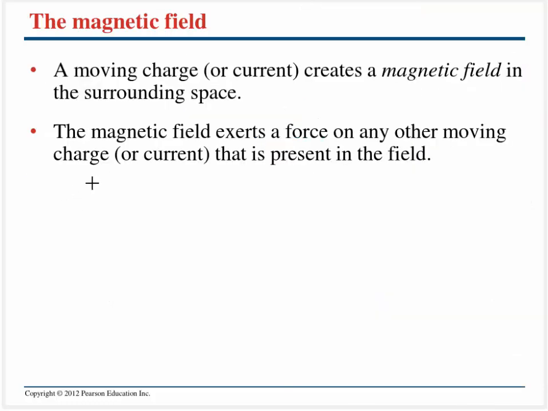So just to sum it all up, a moving charge is going to create a magnetic field, and this magnetic field is going to exert a force on a compass, and it also is going to exert a force on any other moving charge. So really we can think of moving charges as behaving like a compass.